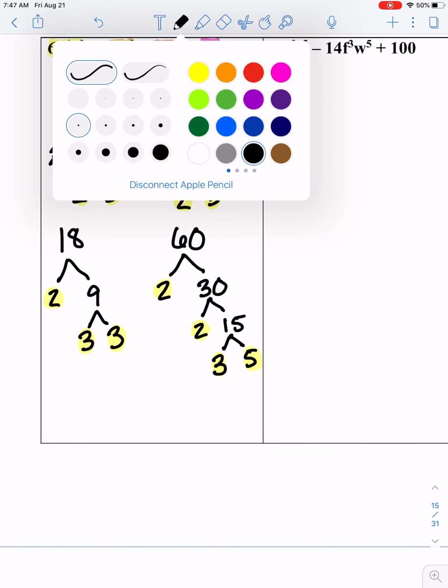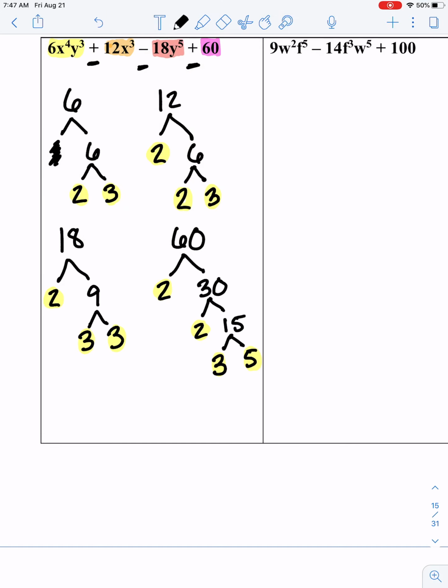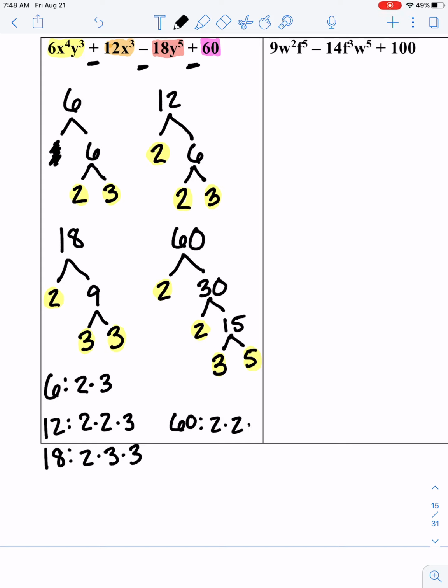So to actually go through and write the prime factorization, what you want to do is write just the numbers you highlighted. 6 would be written as 2 times 3. 12 is 2 times 2 times 3. 18 is 2 times 3 times 3. And 60 is 2 times 2 times 3 times 5.